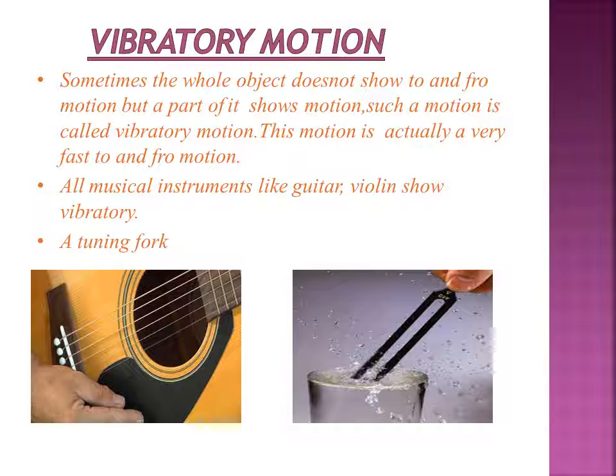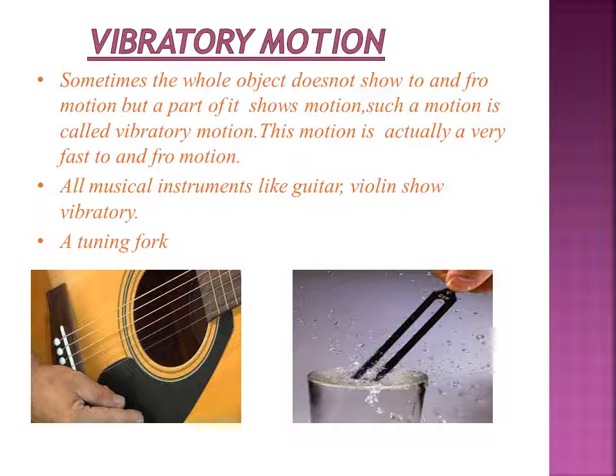Then we have a tuning fork. It's like a fork, but it only has two, what you can say, two prongs. Okay, but in a fork we have three, to eat noodles or some other things. Okay, so this tuning fork has a fixed frequency, and mostly it is used to detect hearing loss. Okay, so these are all the examples of vibratory motion.